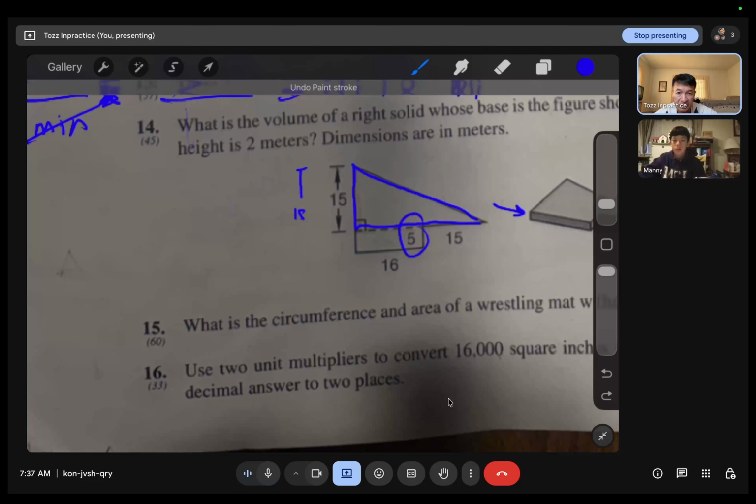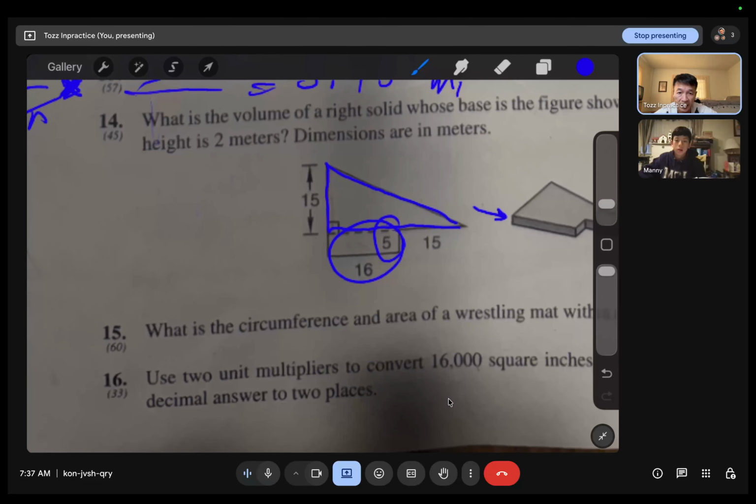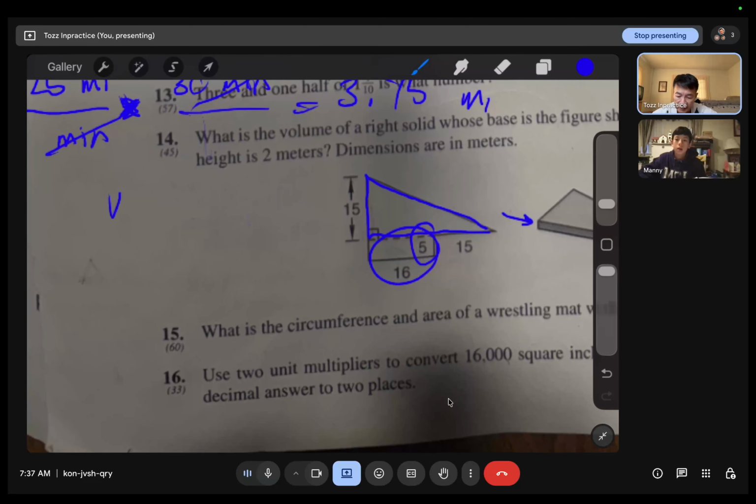Okay, so make sure it's 15. Is that okay? So 15 times 31 divided by 2, and then add 5 times 16, right? And that's it. And then whatever that is, times that by 2 for the height. Because the volume is the base times the height for any generic solid. The base is this whole thing together.